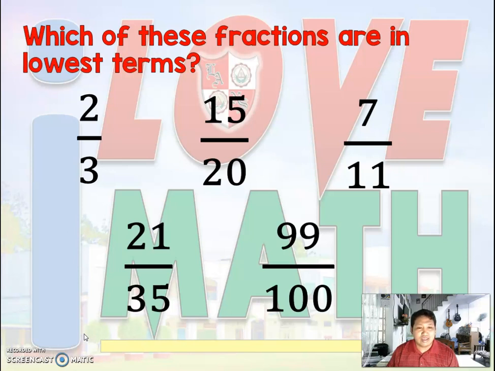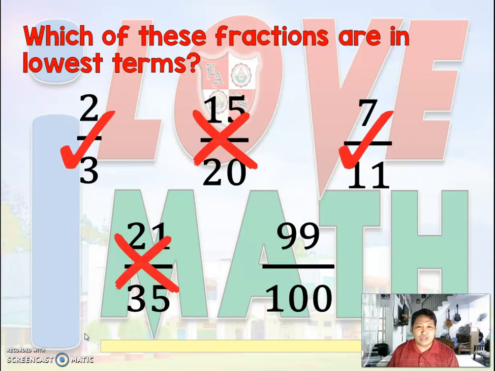Let's see. 2/3, it's a check. It is in lowest terms. 15 over 20, it's not in lowest terms. 7 over 11, yes, it is in lowest terms. 21 over 35, it's not in lowest terms. And 99 over 100, it is in lowest terms.